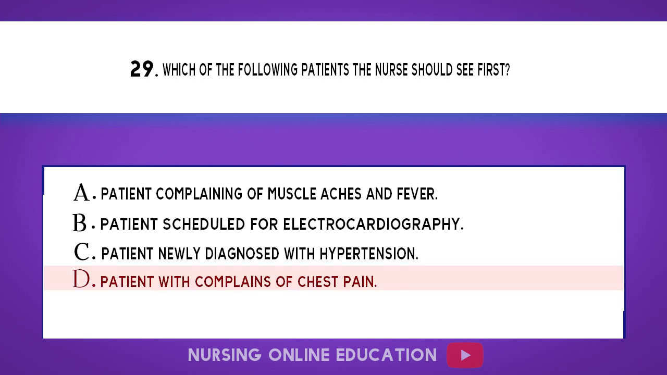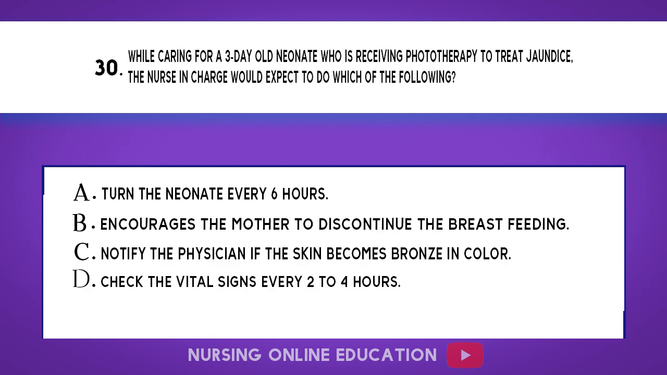The answer is option D. Patient with complaints of chest pain. 30. While caring for a 3-day-old neonate who is receiving phototherapy to treat jaundice, the nurse in charge would expect to do which of the following?